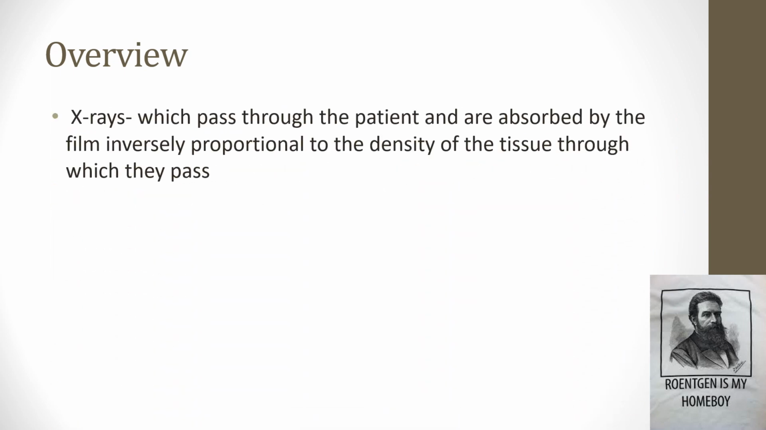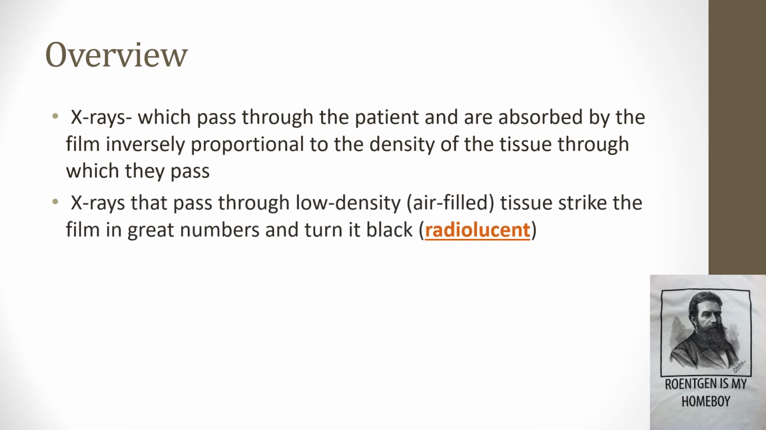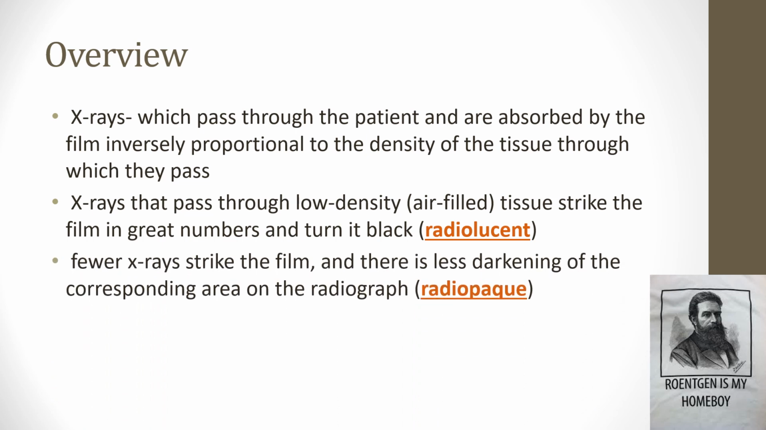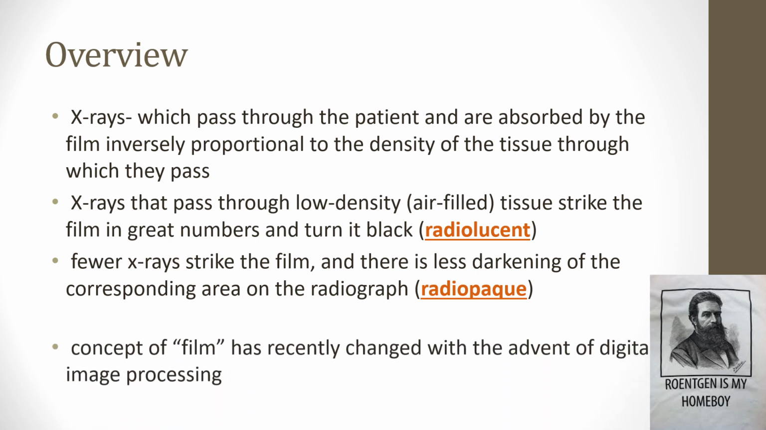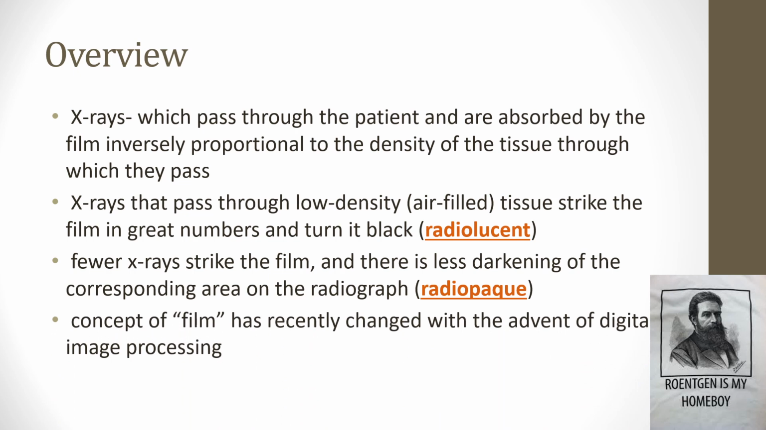X-rays that pass through a patient are absorbed by a film. Of course, now most days they use a cassette. As long as the X-ray passes through low density, it creates something very dark or radiolucent. Some people call it Lucifer, dark, right? That's how they remember it. Whatever works, right? Fewer X-rays strike the film, that means it's going to be radiopaque. That means it absorbed most of the X-rays, so it's very dense, and it therefore appears more opaque on the X-ray result there.